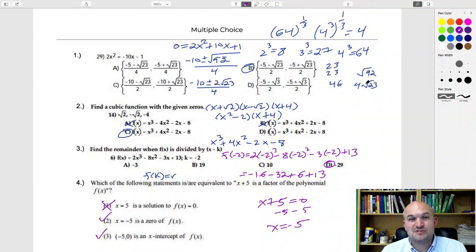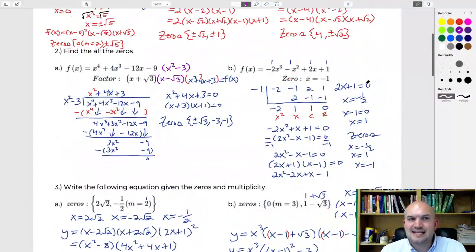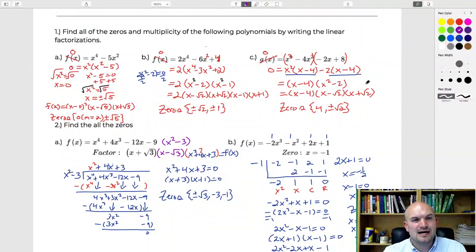And hopefully, it's helped you guys out as far as doing a little bit of long division, a little multiplying, a little synthetic division, a little bit of factoring, kind of covered everything. So it was kind of nice to help you guys out with that.